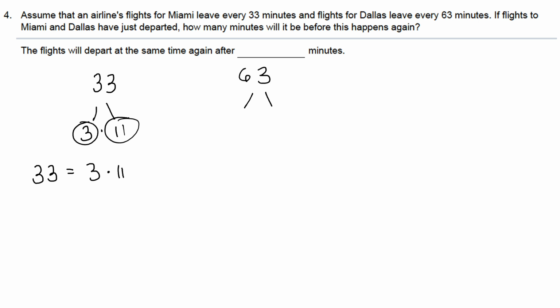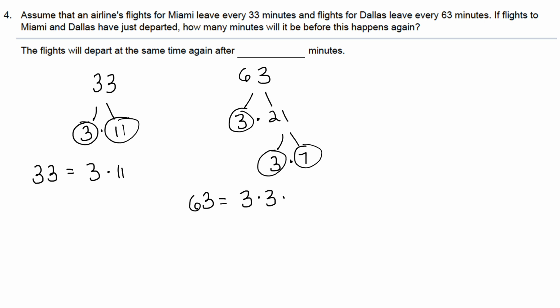Now we'll do the same thing with 63. Two numbers that when multiplied together give me 63 are 3 times 21. 3 is a prime number, but 21 can be rewritten as 3 times 7. 3 is a prime number and 7 is a prime number. So the set of prime numbers for 63 are 3 times 3 times 7.